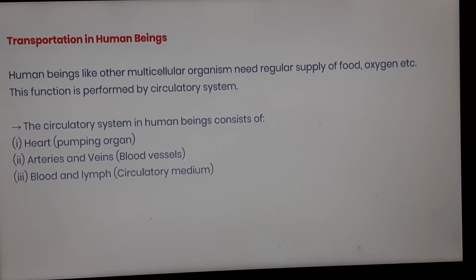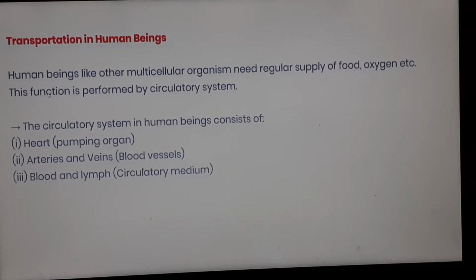Like other organisms, human beings also need food, oxygen, hormones, vitamins, minerals. Many things the human body needs to grow. Where are we getting these from? That is through the circulatory system, all the cells are getting it. So the function of transporting all this is done by the circulatory system.